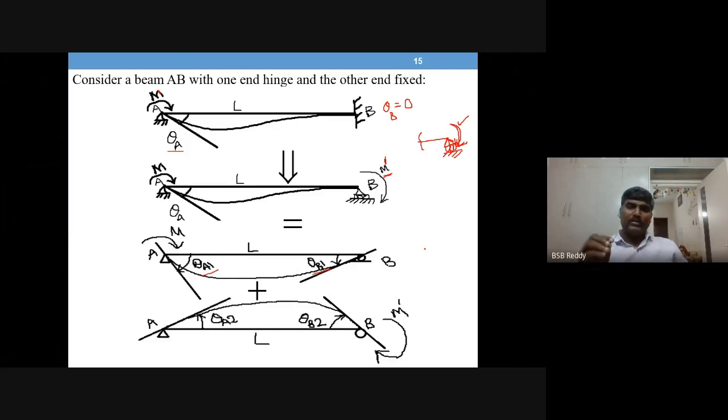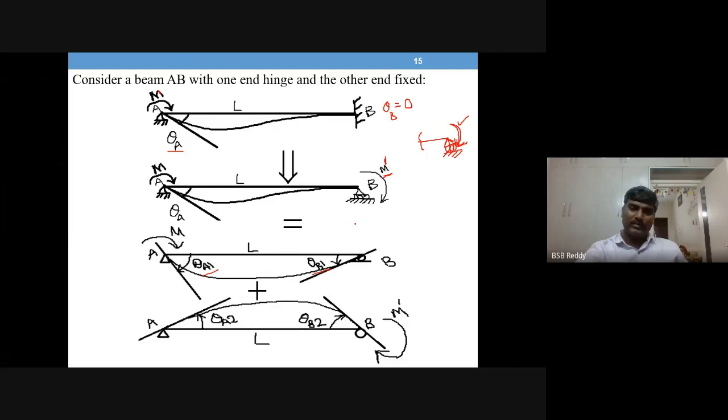Okay. So what we have done, we have taken a beam, one end hinge, other end fixed, and capital M moment is applied. Applied moment is there at A. So we have drawn a partial free body diagram where fixity is removed. Only rotation is allowed, so that you can see the moment reaction.